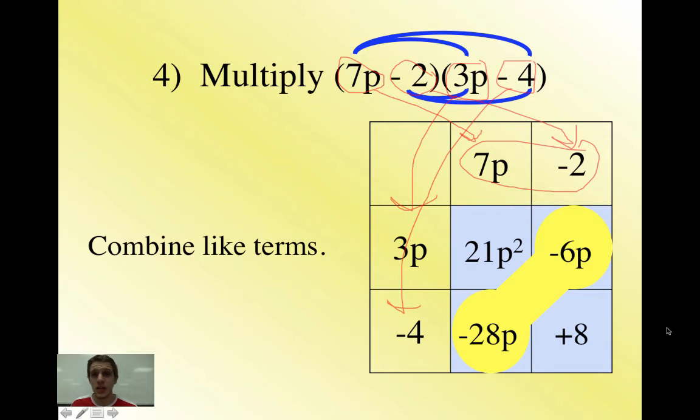Again, the last step, combine any like terms so we can simplify it. And you get your final answer, 21p squared. When you combine these, you get negative 34p plus 8.